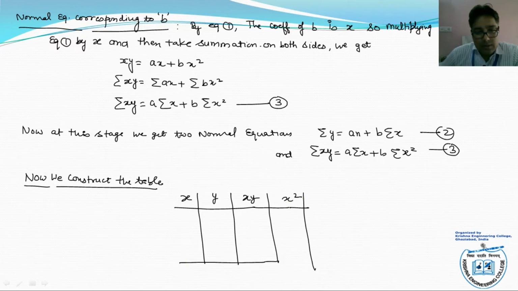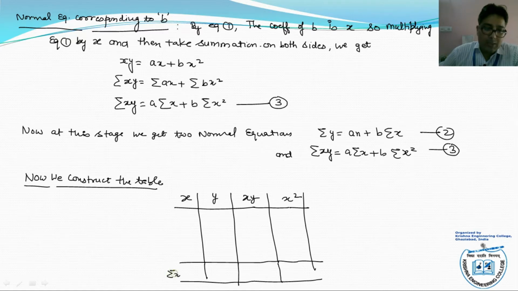Clear? Sigma x means the sum of all the values of x. Suppose the values of x are given; summation sigma x means the sum of all the values of x. Sigma y means the corresponding values of y, and sigma y is the sum of all the values of y.